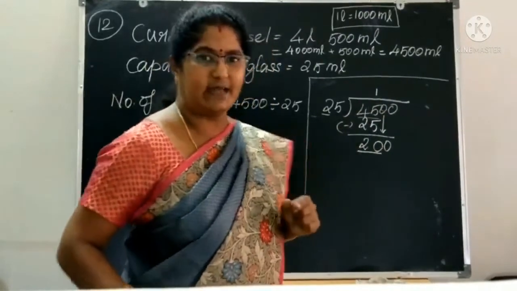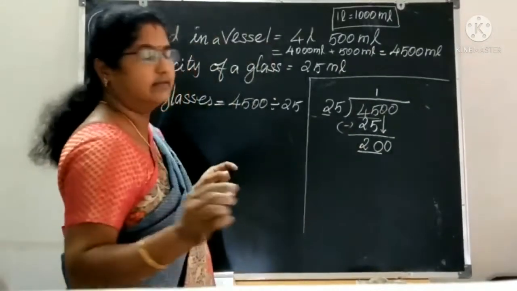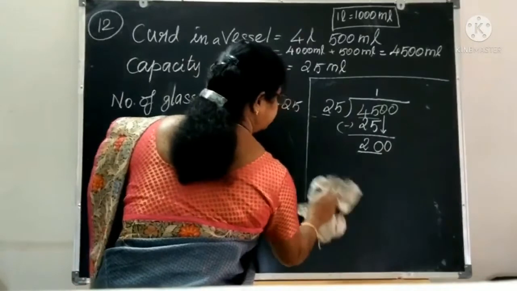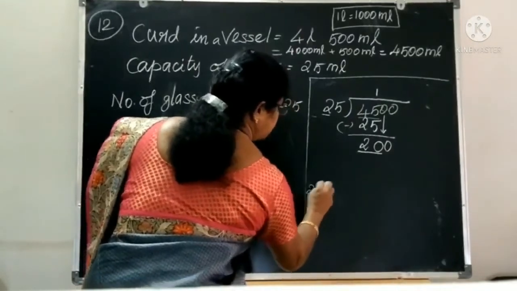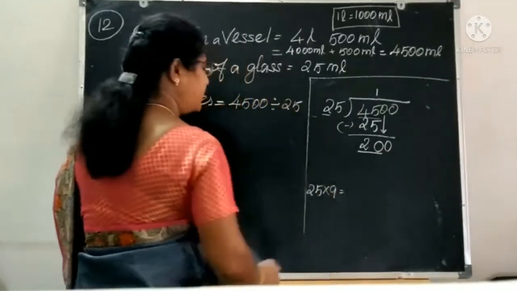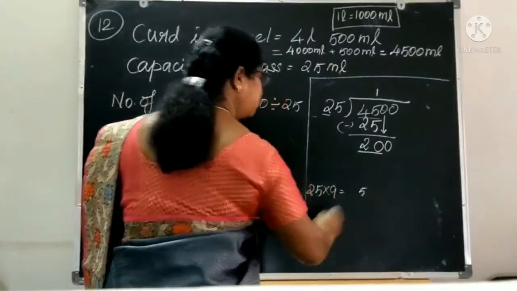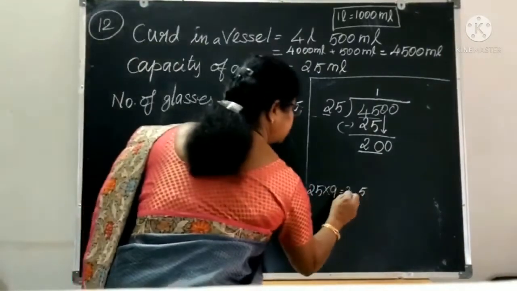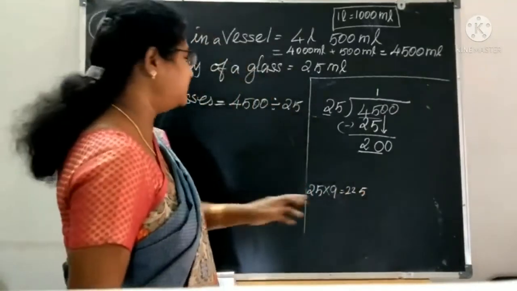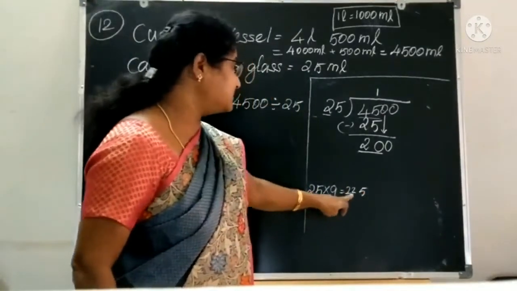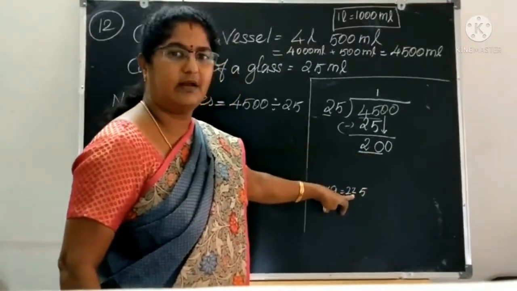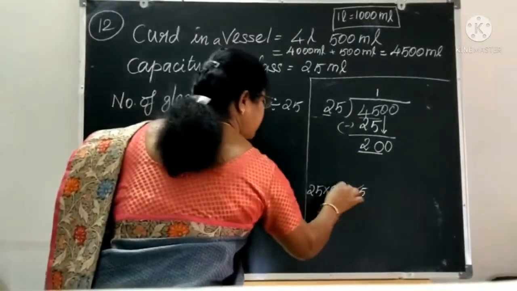So 9 times is possible. So we'll check. 25 nines are how much? 5 nines are 45, balance 4. 2 nines are 18, plus 4, 22, so 225. 9 times is 225. It's bigger than 200, so 9 times is not possible.